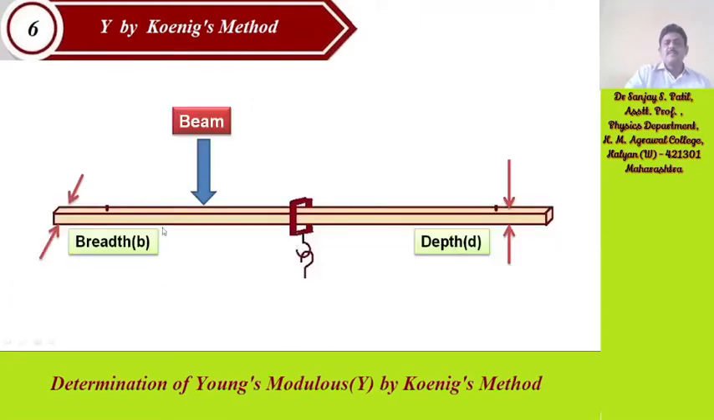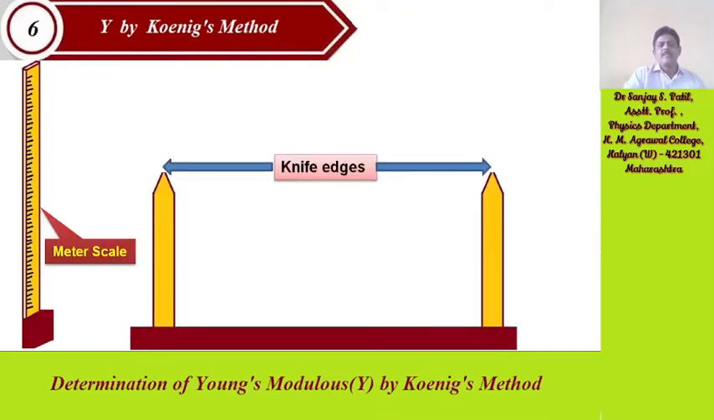Now in this experiment, specifically we are using a beam with breadth B and depth D. Breadth B is to be found using a vernier caliper or screw gauge micrometer. Similarly, depth is to be measured with a vernier caliper or screw gauge micrometer, and it is to be noted.